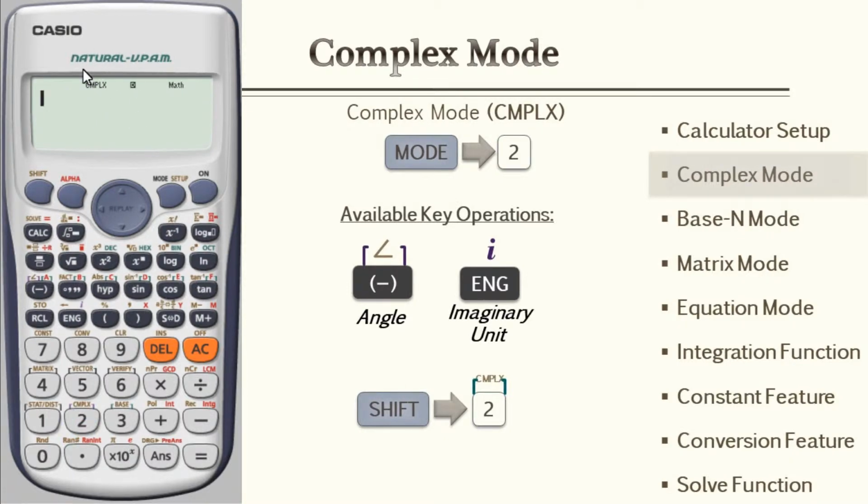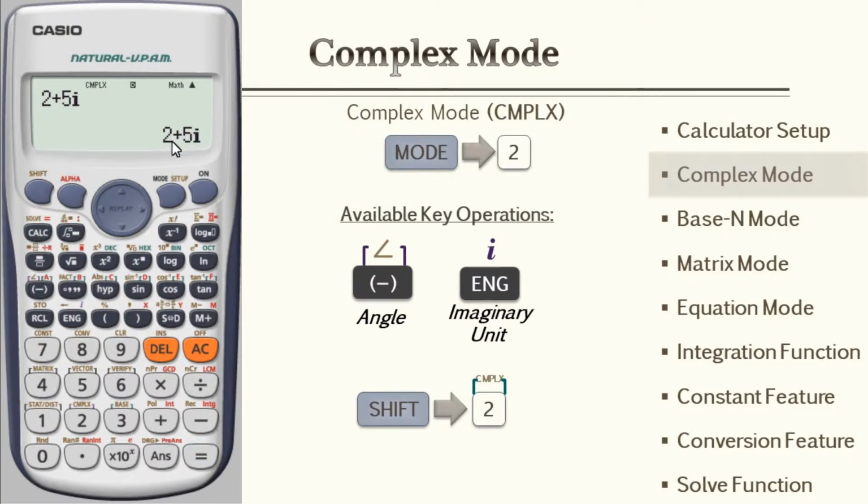Now what this also does is it unlocks a few features. One, your minus sign right here, or your negative sign, now it actually unlocks that feature right there, which is your angle. And it also unlocks, right here where it says engineering notation, your actual imaginary unit, which is I. So let's do a quick example. Let's just say you want to do 2 plus 5, and right now, since you have it in complex mode, when you hit engineering notation, it now gives you the imaginary unit of I.